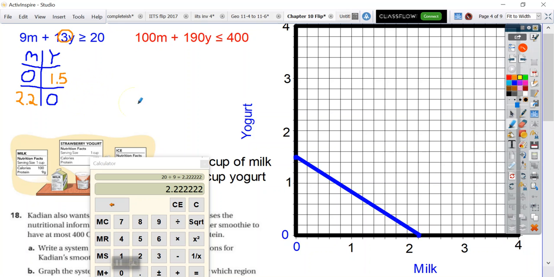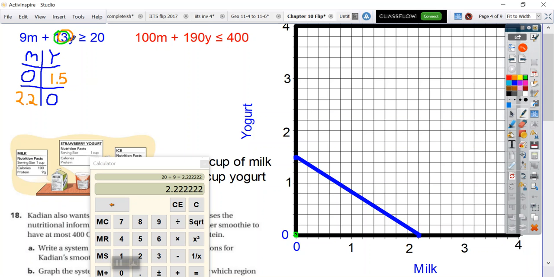The shading part, we need to shade either all the points above the line or all the points below the line that will give me 20 grams of protein. Now, clearly it's going to be above the line, but let's just double check. So I'm going to pick a point that's not on the line. How about 0, 0? And I'm going to plug that into the equation.